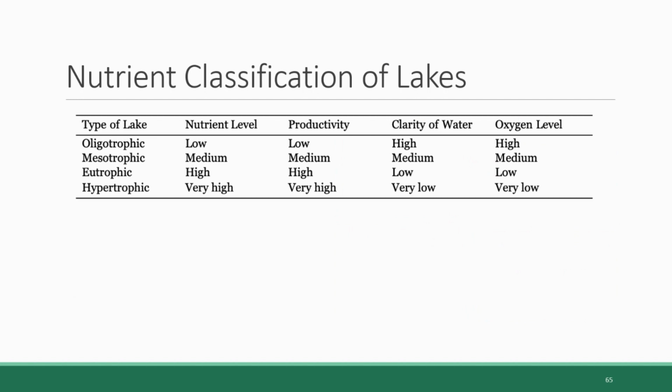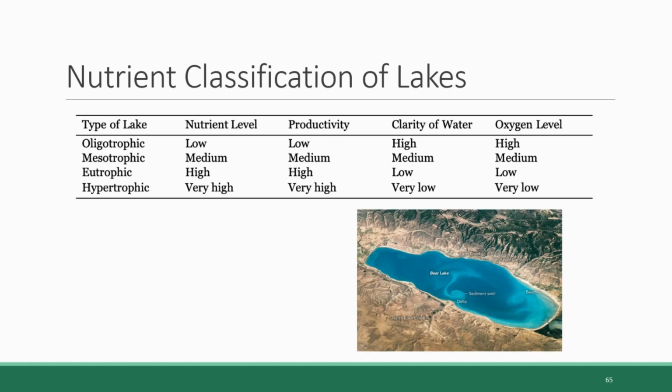And there's also high levels of oxygen in oligotrophic lakes because there's not just a lack of producers, but there's also a lack of consumers who would be using up the oxygen by performing cellular respiration. Here's an example of an oligotrophic lake. This is Bear Lake. It's up on the Utah-Idaho border. And this is an aerial image of the lake. And in just a moment, I'll show you an image on the ground.